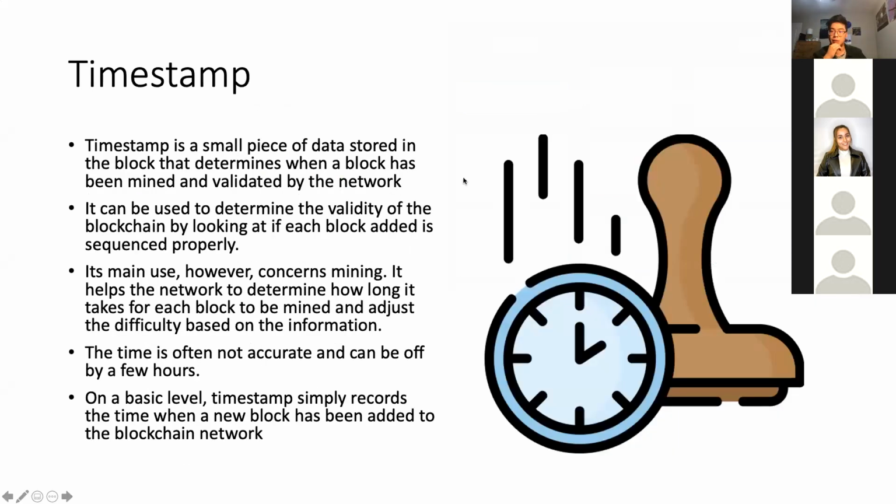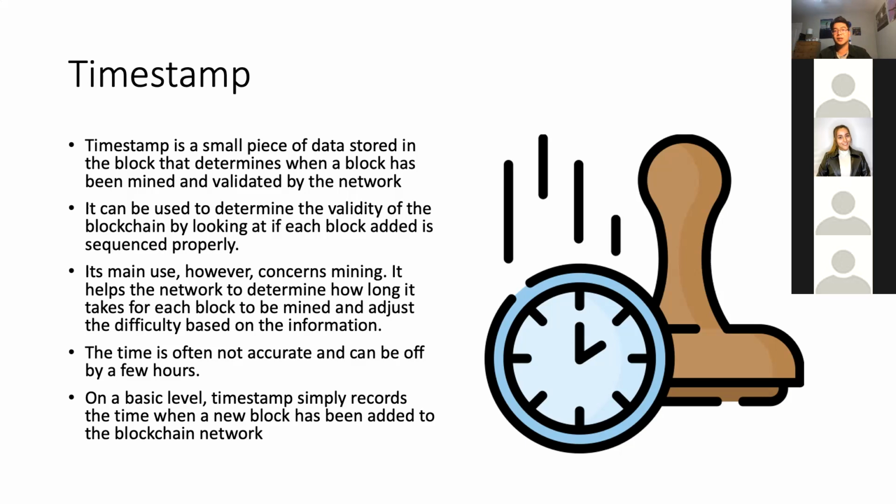Timestamp, that's the other piece that's in the blockchain. A timestamp is a small piece of data stored in the block that determines when a block has been mined and validated by the network. It can be used to determine the validity of the blockchain by looking at whether each block was added in a proper sequence. If the blocks are timed right, I can't add something in July and then add it in June. That's really weird. So you can know if the blocks are added in the same sequence.